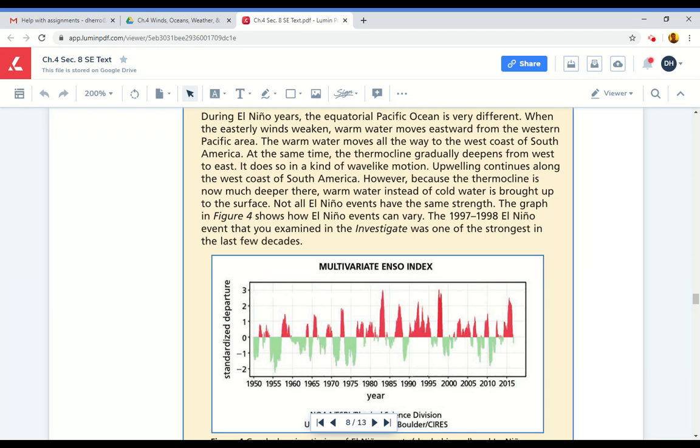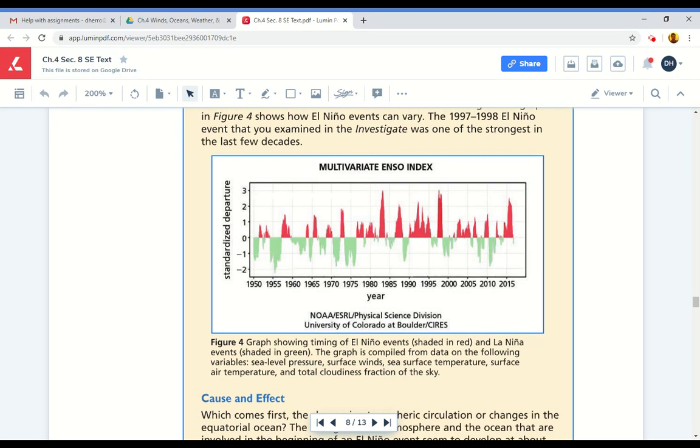Upwelling continues along the west coast of South America. However, because the thermocline is now much deeper there, warm water instead of cold water is brought up to the surface. Not all El Nino events have the same strength. The graph in Figure 4 shows how El Nino events can vary. The 1997 to 1998 El Nino event that you examined in the Investigate was one of the strongest in the last few decades.